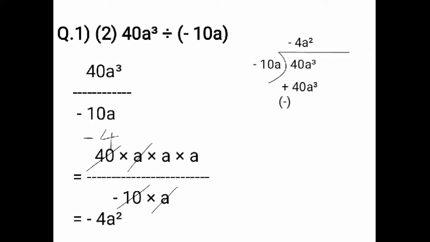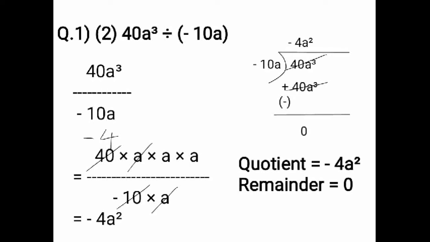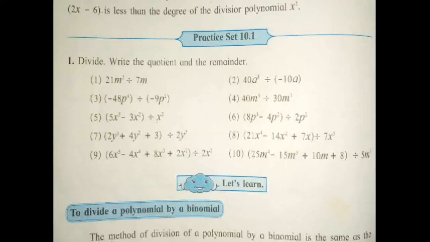Okay. If you are getting remainder 0 on division of polynomials, you have to do the cancellation before you write remainder 0. Like this way. Okay. And then write remainder 0 now. Quotient is equal to minus 4a square, remainder is equal to 0. Next, minus 48p raised to 4 divided by minus 9p square.